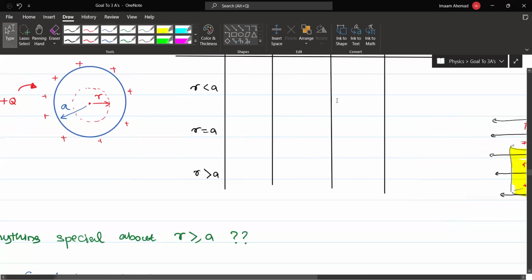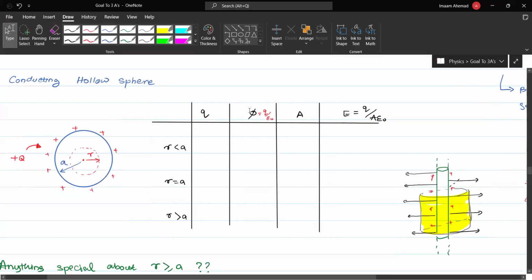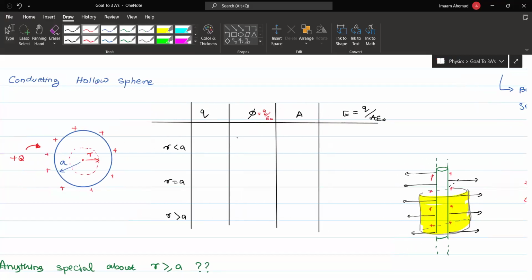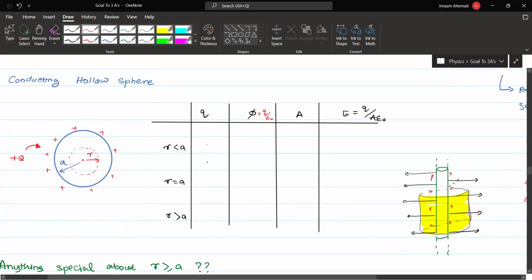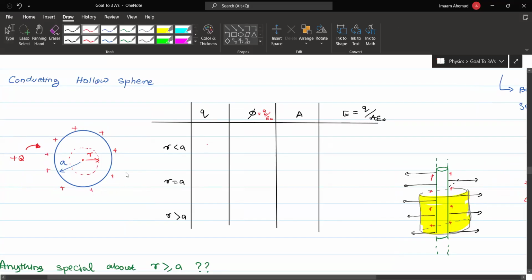Okay, so let's fill this chart. Can you tell me what is the charge when R is less than A? What is the enclosed charge when R is less than A? When R is less than A, there's no charge, right? Charge is zero because R is smaller than A. There's no charge inside this area. So charge is zero.